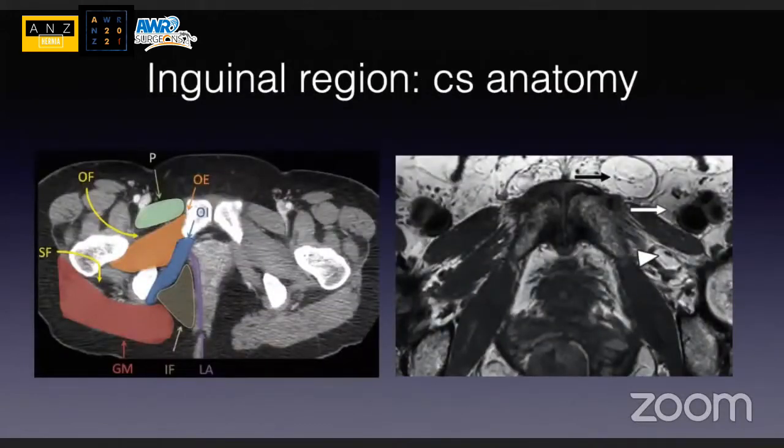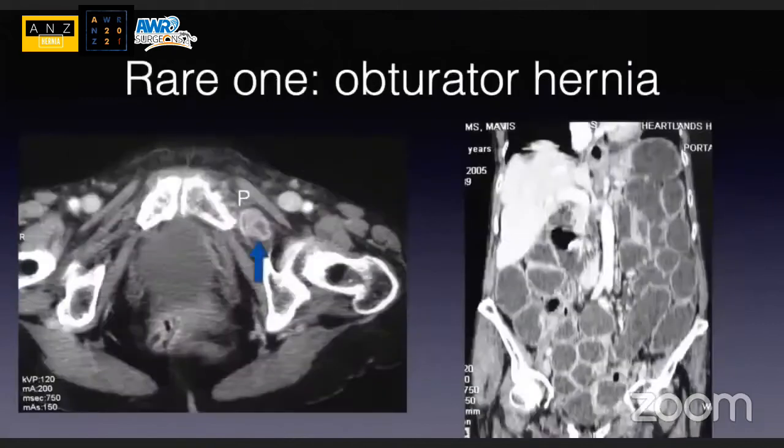Before we get into the ins and outs of CT and MR, just a quick revision of the anatomy of the inguinal region, and here is the pectineus, which is an important muscle. Here is the obturator externus and the obturator internus. This is the obturator space. Just medial to the femoral vessels on this side is the femoral canal containing the femoral hernia. We will talk about the inguinal hernia coming here, and an obturator hernia comes here. So these are the important spaces to be aware of.